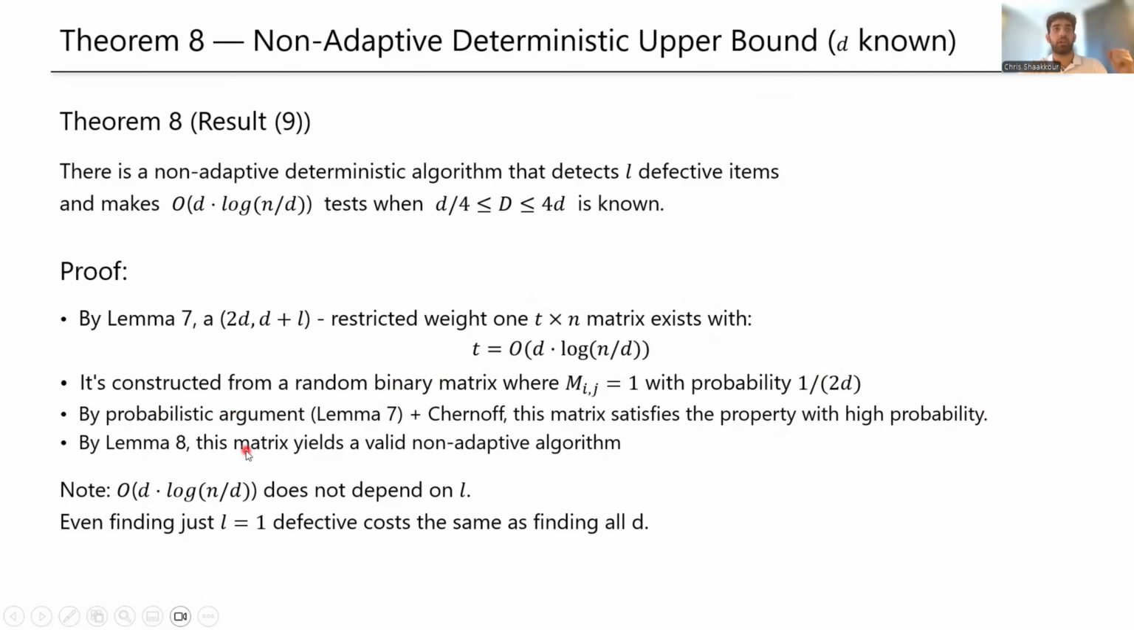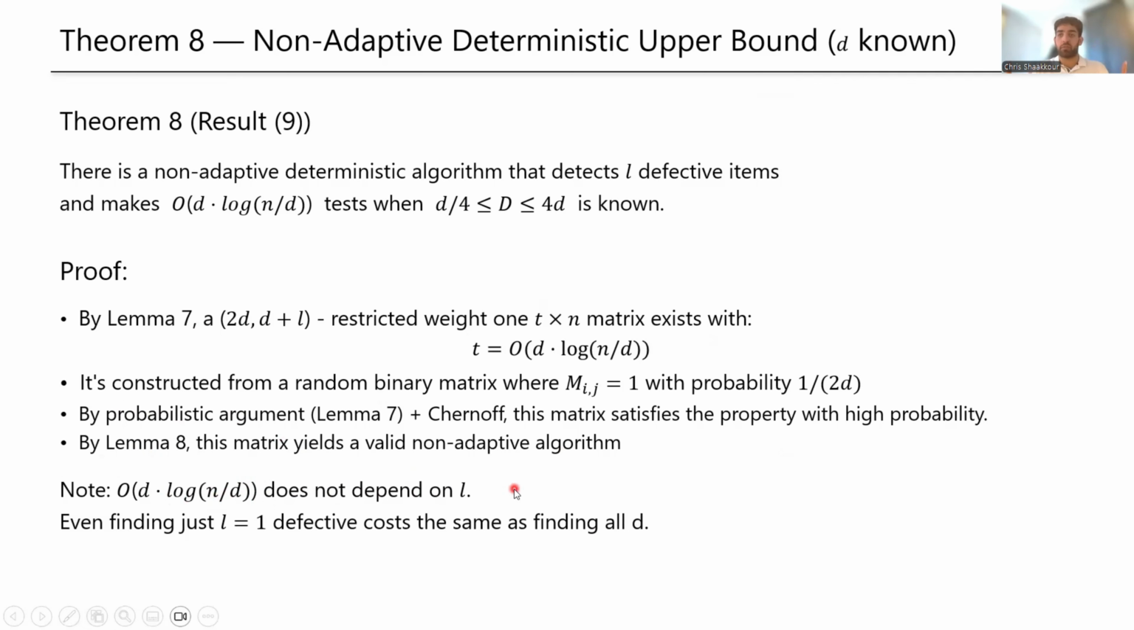So we can use lemma number 8. And lemma 8 says that this matrix yields a valid non-adaptive algorithm. So we brought in a matrix, which is Mij, and constructed from it with probability a restricted weight 1 T matrix, and used lemma number 8 to get a group Y, which has at least L defective items. And from this, we can use any valid non-adaptive algorithm to test, which yields D log(N/D), and it is not dependent on L.